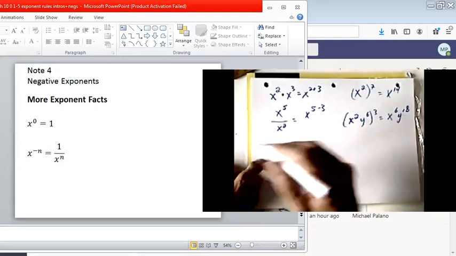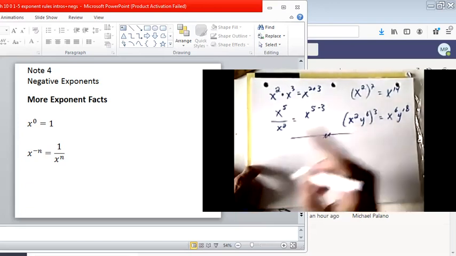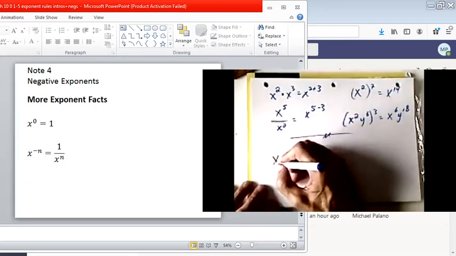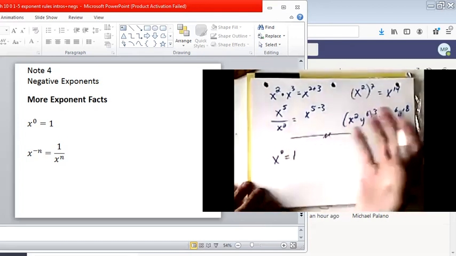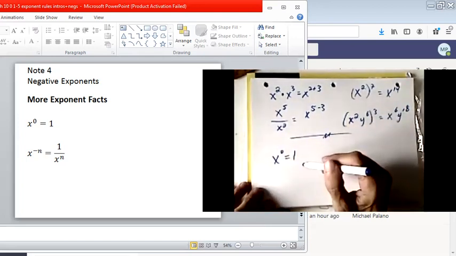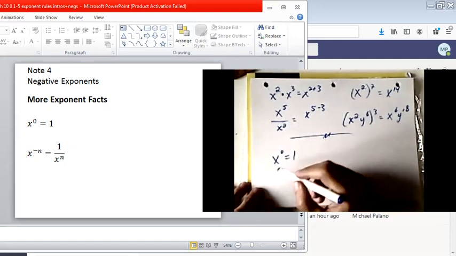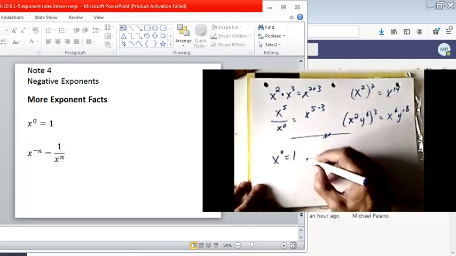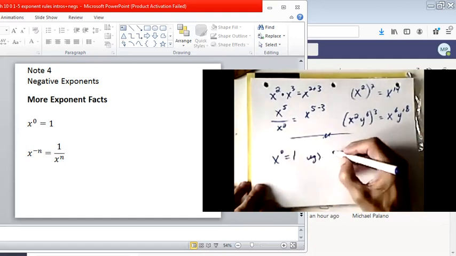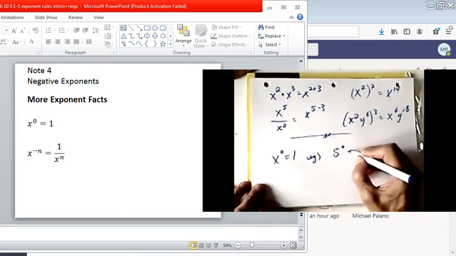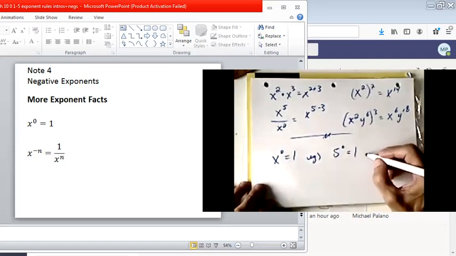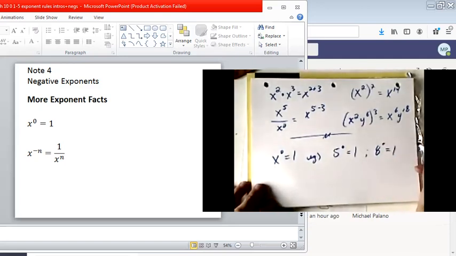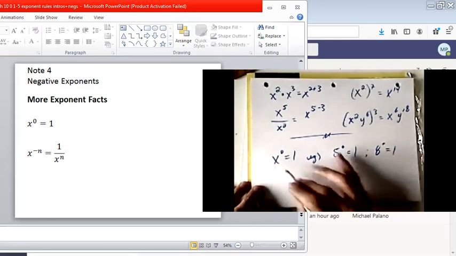And now, as you can see on our list, on the board there on the left, we have x to the power of 0 is equal to 1. So that's new for us. And this means whenever we have anything to the power of 0, we get it equal to 1. So for example, 5 to the power of 0, 1. 8 to the power of 0, 1 as well. Okay, so anything to the power of 0 just gives a 1.